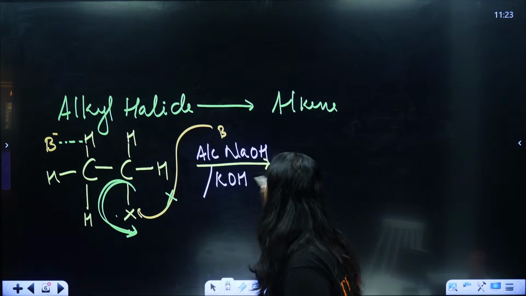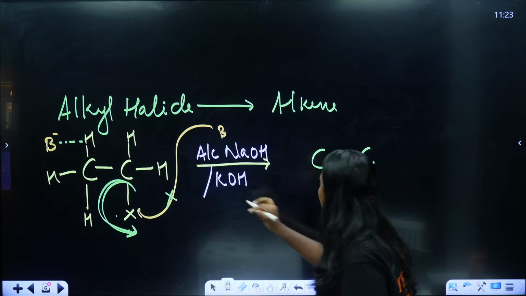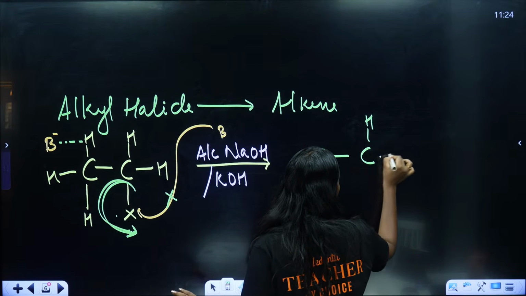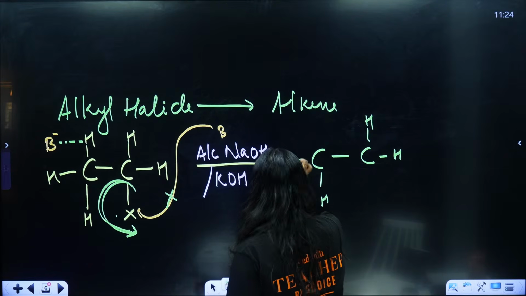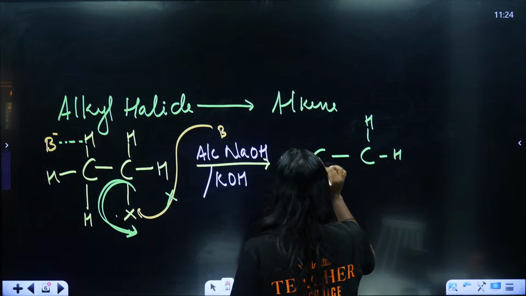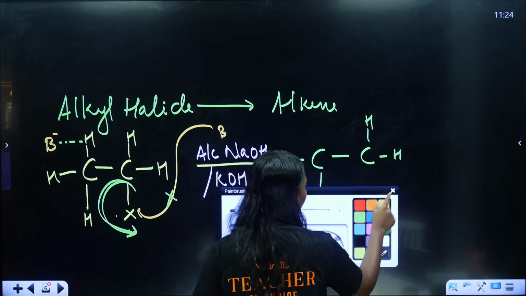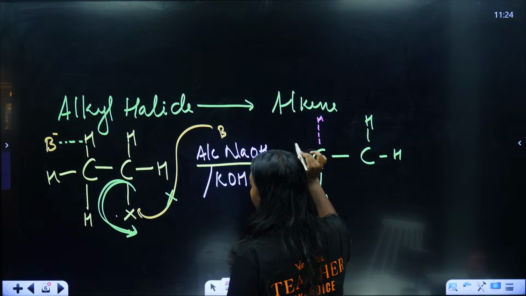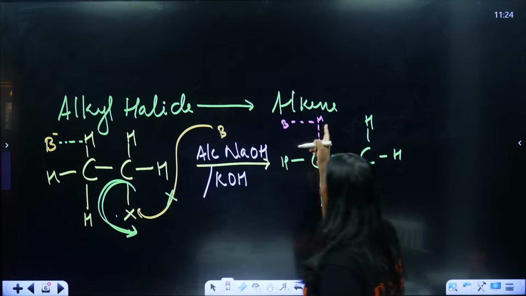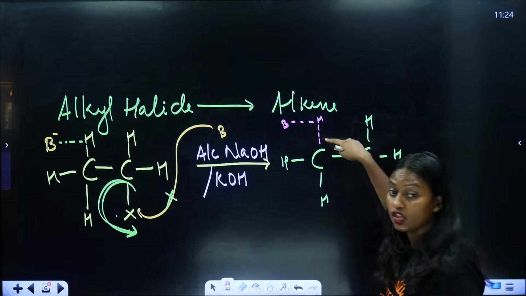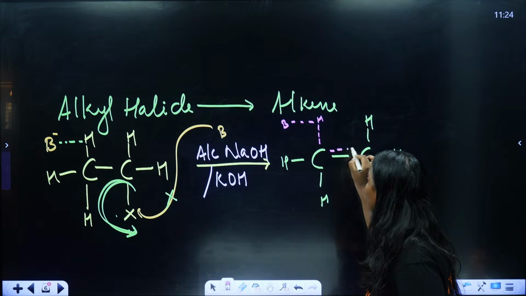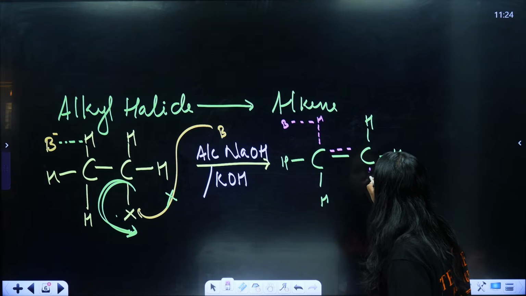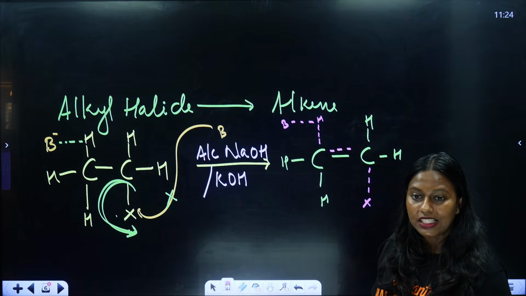So here you can see this C–H bond is breaking. I will use another color. Here you can see this is a hydrogen, this is a hydrogen, and here also hydrogen is there, and here H. Here also this bond is breaking, and another bond is forming. So the base–hydrogen bond is forming, the carbon–hydrogen bond is breaking, and a new double bond is forming. We want an alkene, so the new double bond is forming, and the carbon–halogen bond will break. I hope it's clear.